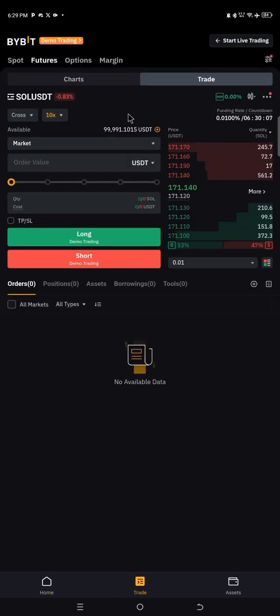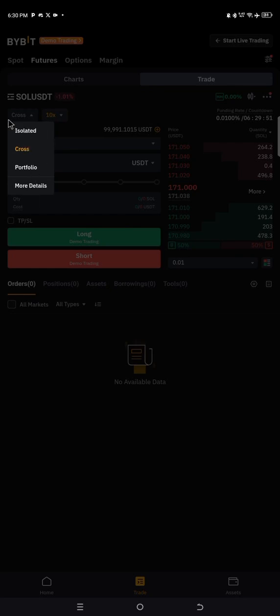Let it be on Futures. So here, USDT, that is Solana. That is the short form of Solana, which is what we are going to trade. Then this Cross, we call it the margin mode. We have isolated, cross, and portfolio.